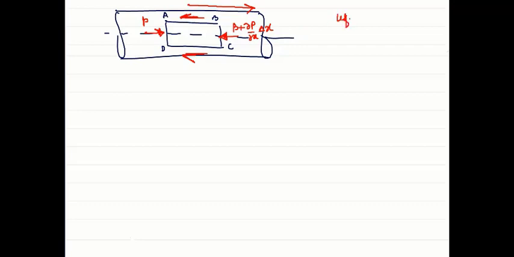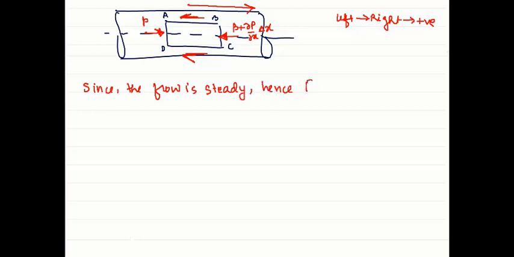Okay, so let us consider the direction forces. Let us consider left to right as positive and vice versa. Okay, so now since the flow is steady, which we had assumed, hence we know what the net force acting on the body, or the fluid, will be 0. So let us take the net force.